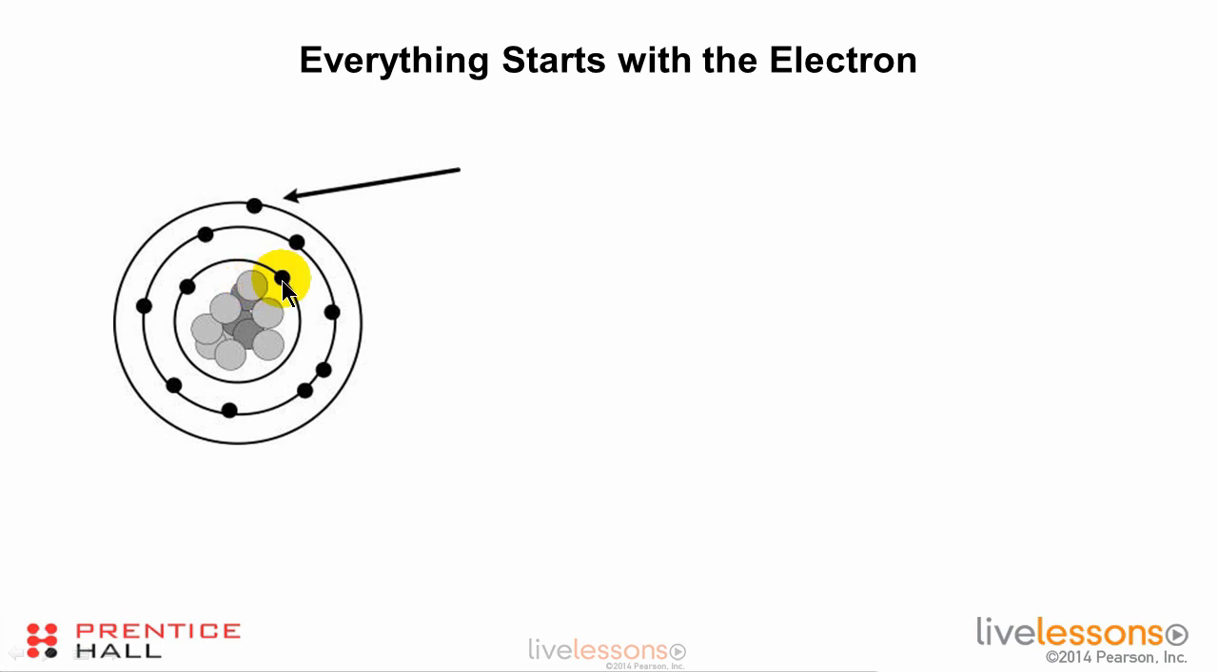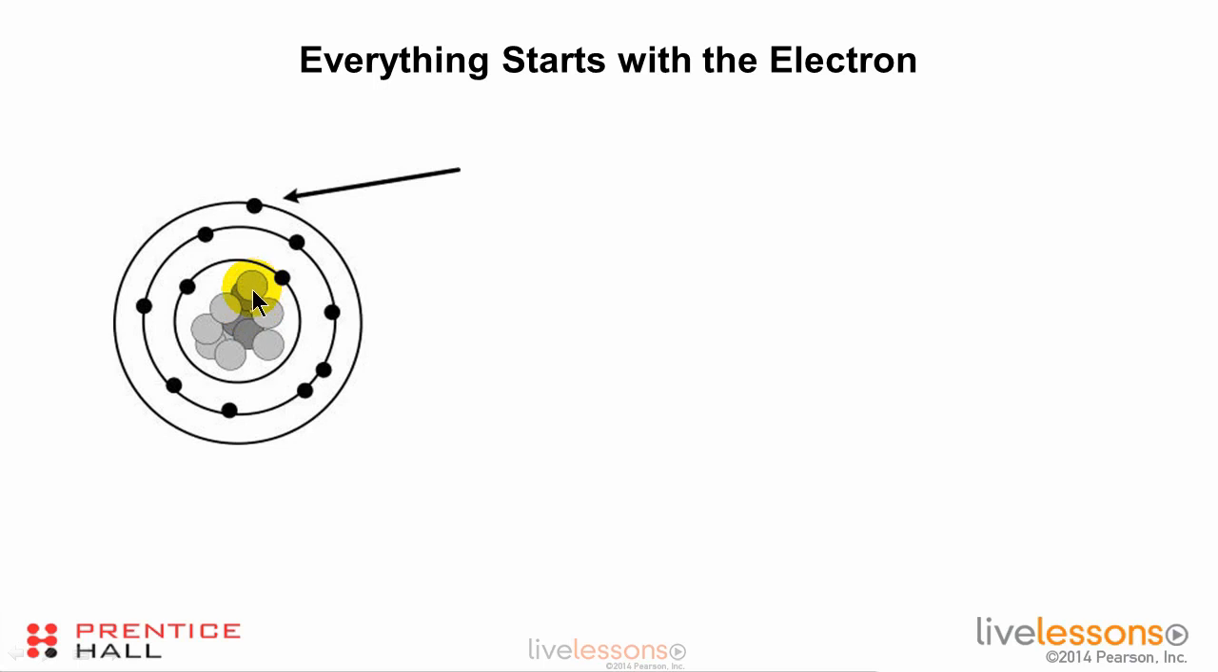Now, these energy shells have capacities. So the first shell has a capacity for 2 electrons. The second shell then has a capacity for 8 more electrons, and so on. It gets a little more complicated as we get farther and farther out in energy shells, but the significant point is that these shells have capacities.